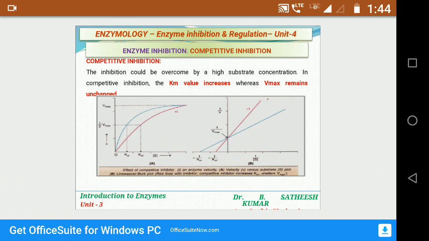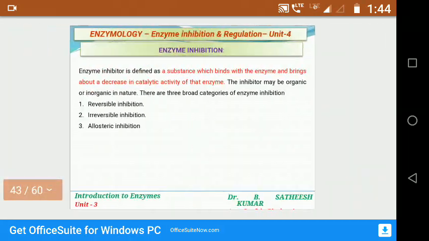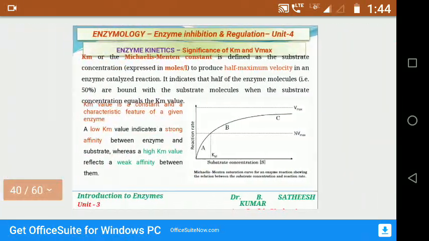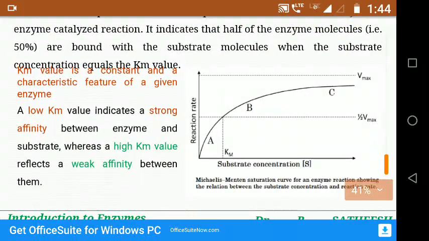In this video lesson, earlier we have discussed the Km value. One point I forgot to mention is that the Km value is also known as the affinity of the enzyme. A low Km value indicates strong affinity between enzyme and substrate, whereas a high Km value reflects a weak affinity between them.